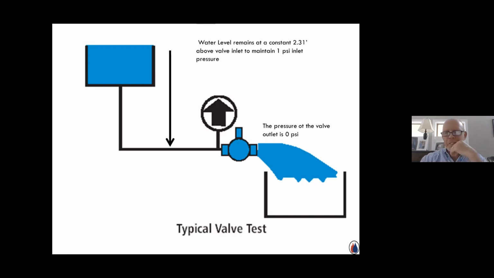So the pressure at the outlet of the valve is 0. The volume of water flowing for 1 minute, that's my gallons per minute, can be weighed to determine the GPM. And that GPM becomes the valve's C sub V number or rating.